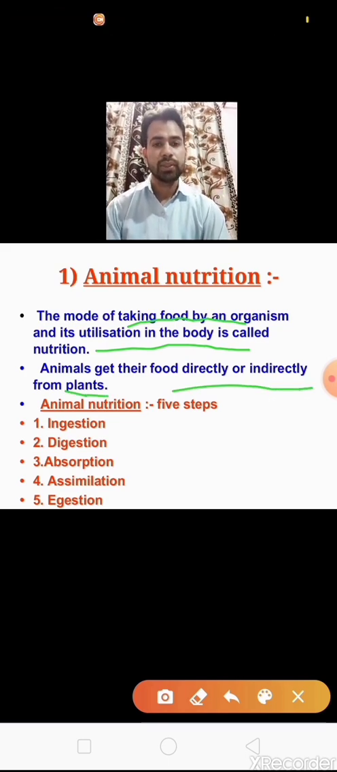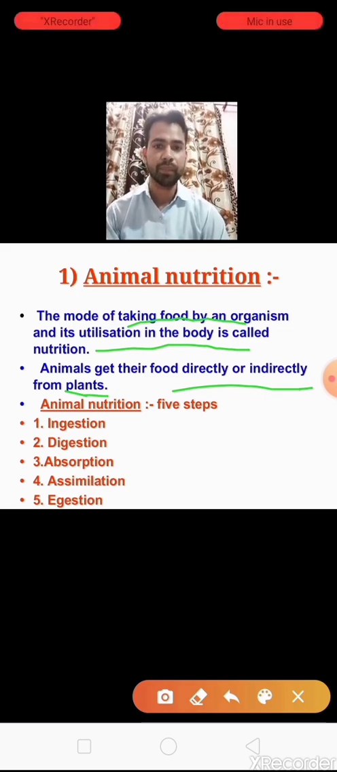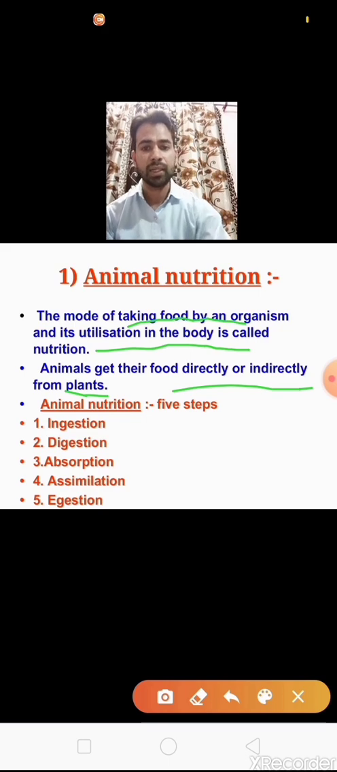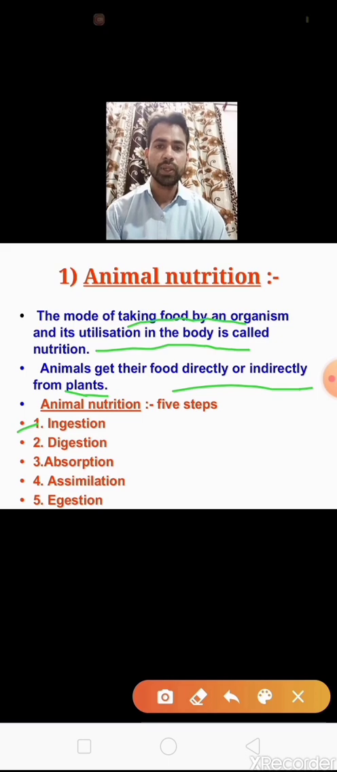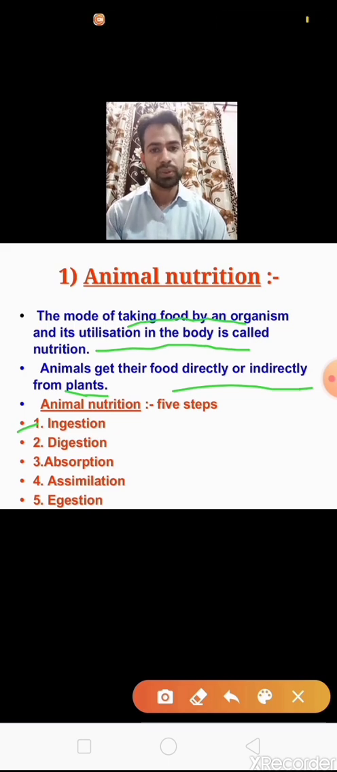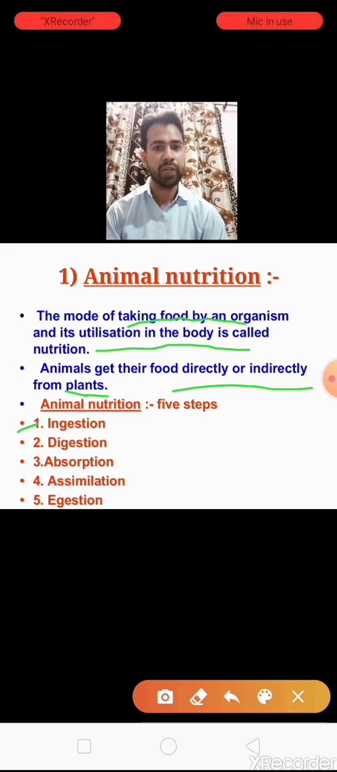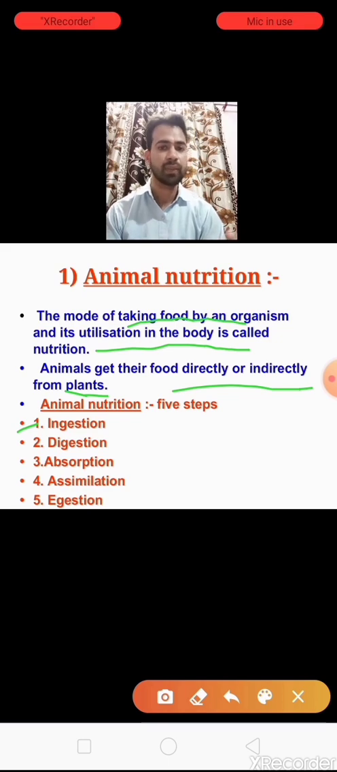Okay, so in animal nutrition, 5 steps are there. Main 5 steps that we'll discuss in this chapter. These steps are number 1, ingestion. Ingestion, that is to take food inside the body of the organism. Like suppose we have a plate and from the plate we take the food. That is ingestion. Clear?